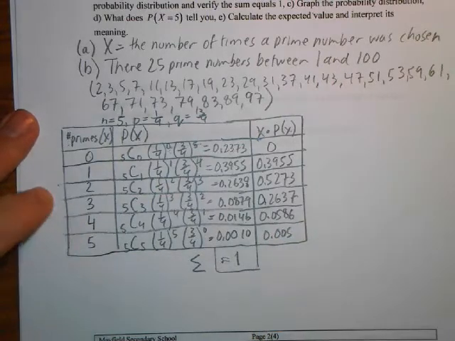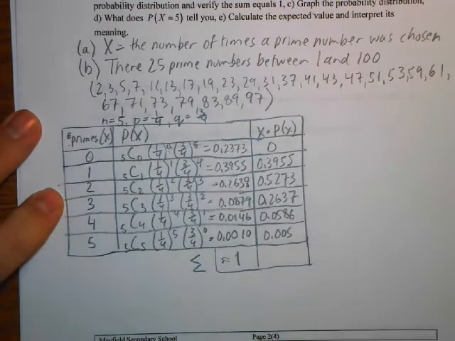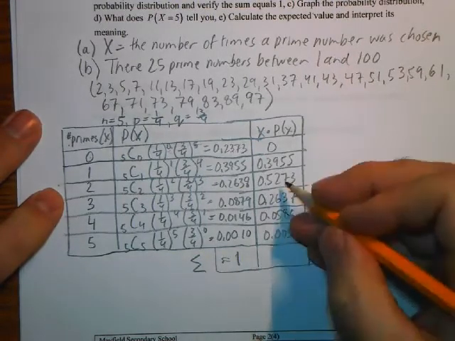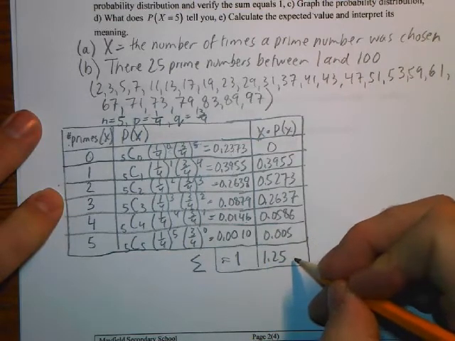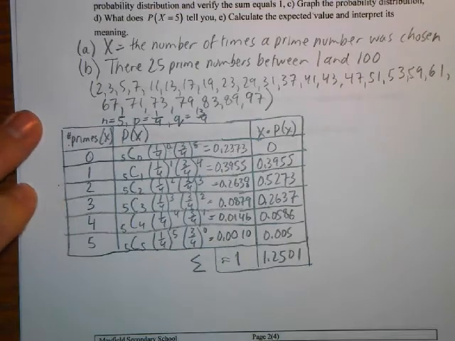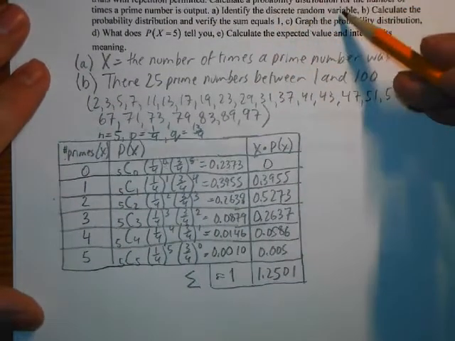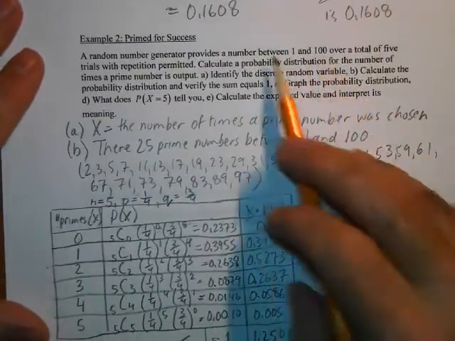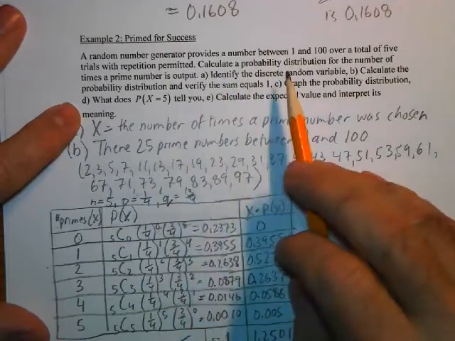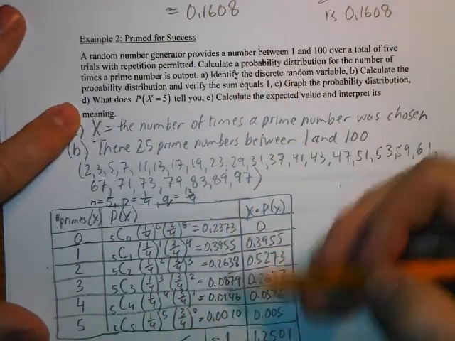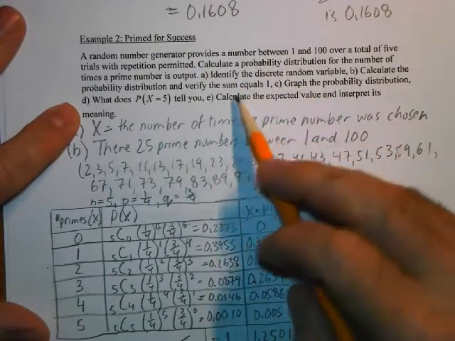0.005. Okay, and if you sum up this, we actually get, well, even with the rounding, 1.2501. Okay, so we go back to what we were asked here. We identified the discrete random variable, calculate the probability distribution, verify the sum equals 1. Well, it does. I'm not going to do it separately, but it does.